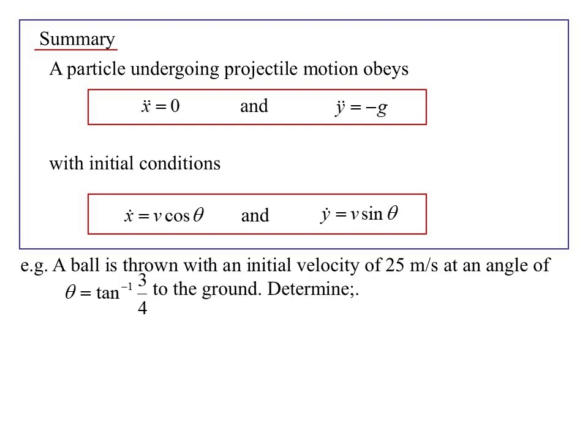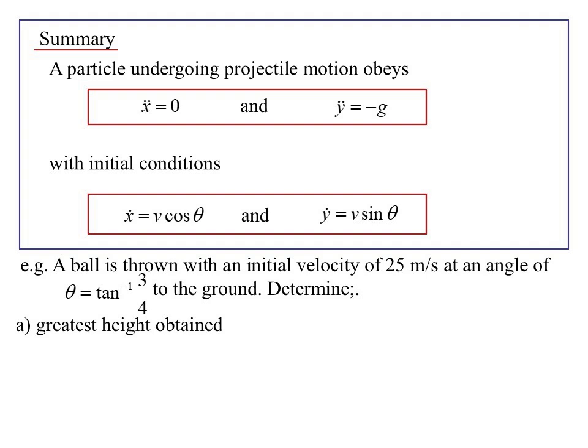Here's a simple little problem. I'm going to throw a ball, initial velocity 25 meters per second. To make life easy, that angle happens to be the inverse tan of 3/4. Makes the numbers nice. Determine the greatest height. Okay. Well, I need my equations. So I guess the first thing I would do is go and derive the equations.